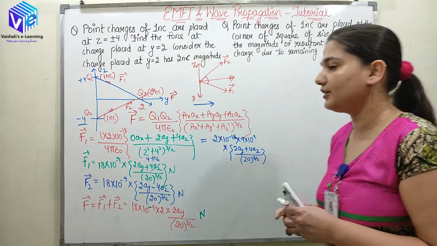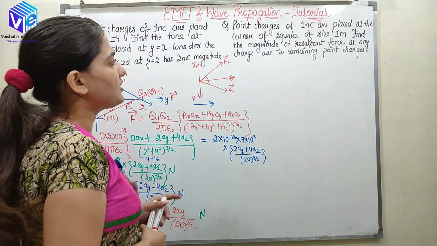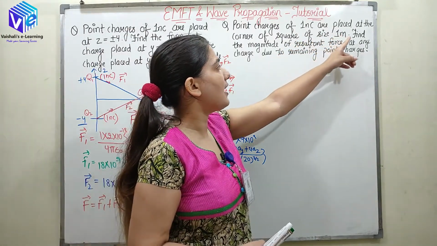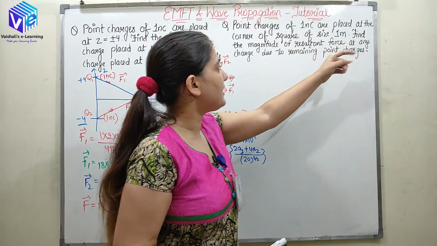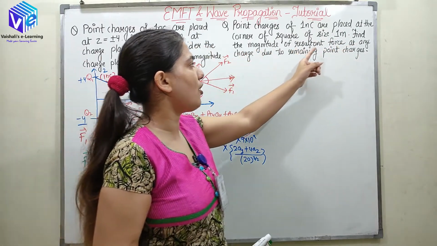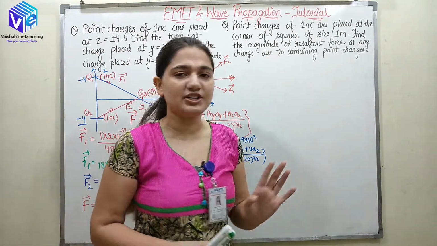So now coming to the next question. The next question states: point charges of 1 nanocoulomb are placed at the corner of a square of size 1 meter. Find the magnitude of resultant force at any charge due to remaining point charges.